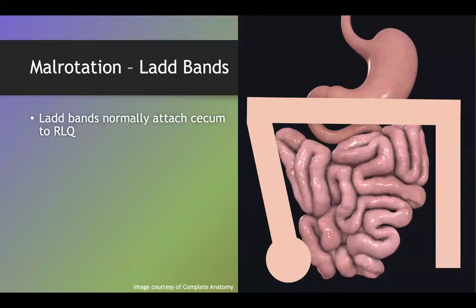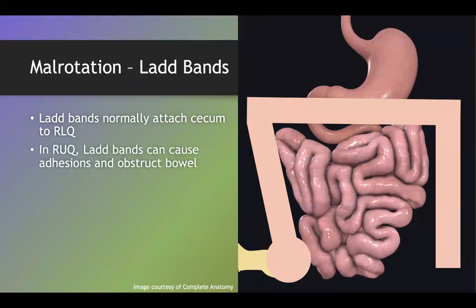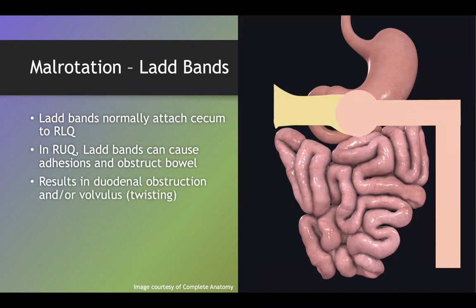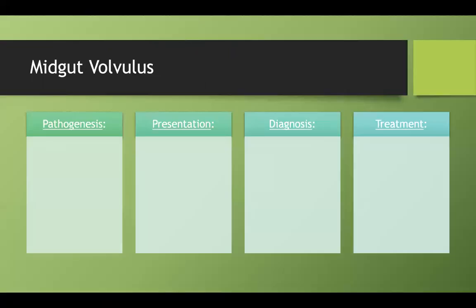So here's our correctly rotated bowel, and we'll have a Ladd band there, and you're not going to have any problems. The thing is, in malrotation, your cecum is in the right upper quadrant, or it can be midline like it is here. And if you have a Ladd band in this region, that Ladd band can start messing with the duodenum that's located up there. I'm going to show you that the duodenum's just right there, and that can cause either duodenal obstruction or a midgut volvulus. And a midgut volvulus would be where the duodenum starts twisting on itself.